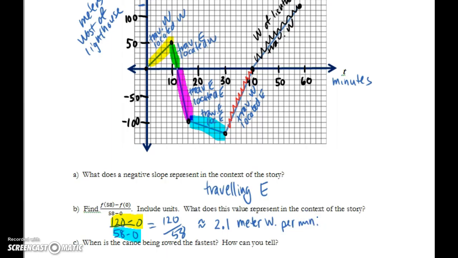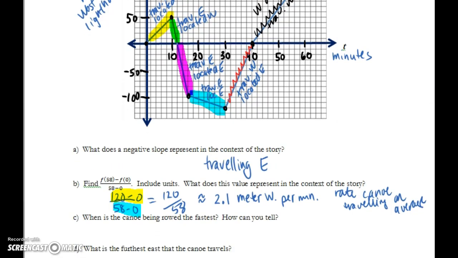So what does this represent in the context of the story? The rate the canoe is traveling, on average, and we need those words on average because that's not the rate for each part of the graph, but on average, the rate the canoe is traveling is 2.1 meters west per minute.